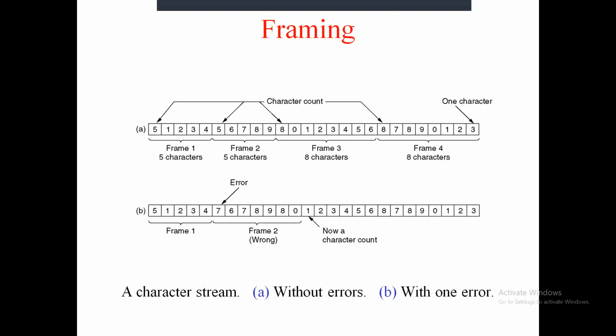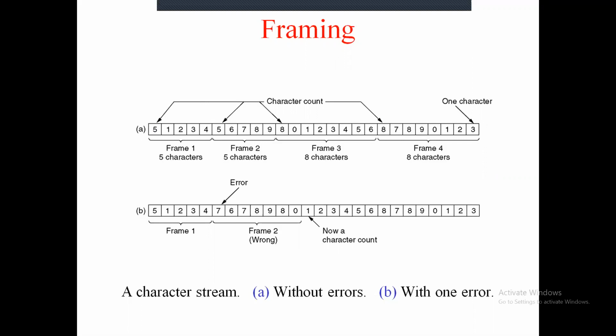The first diagram shows the character stream without errors. The second diagram shows the character stream with error. Just observe the diagram, very simple. The entire frame sequence is called the character stream, which contains several frames. How do we separate each frame? How do we know where is the starting point of the frame and where is the ending point of the frame?